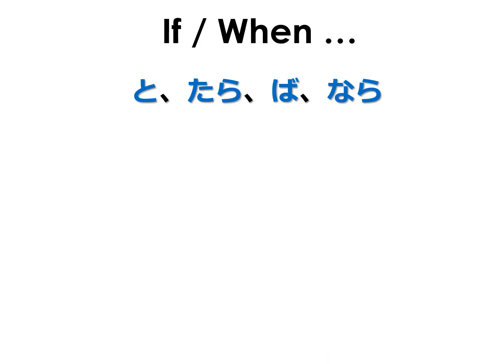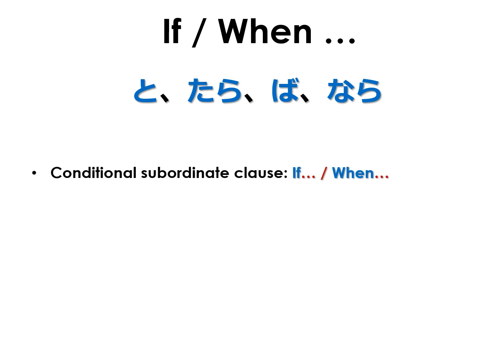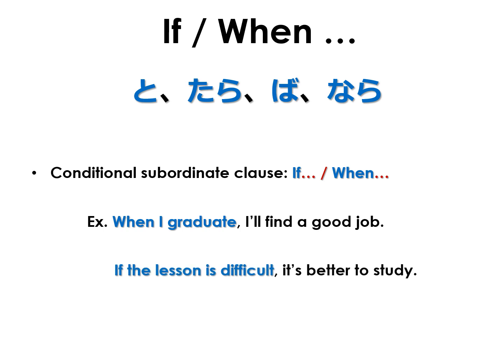In Lesson 62a, we had a brief introduction of the four ways to form the conditional if or when subordinate clauses in Japanese, to form sentences like, when I graduate, I'll find a good job, or, if the lesson is difficult, it's better to study. This lesson is about the ba method.